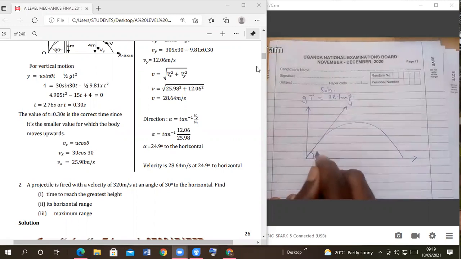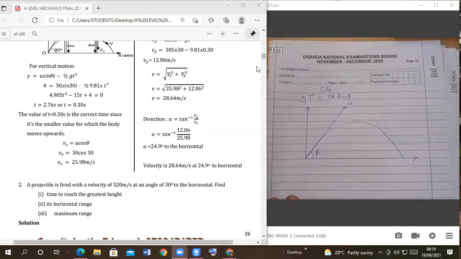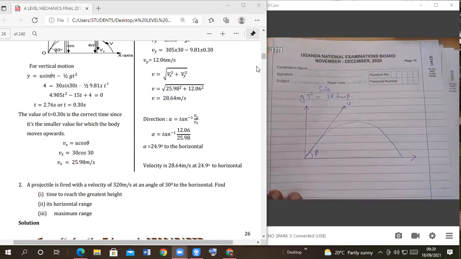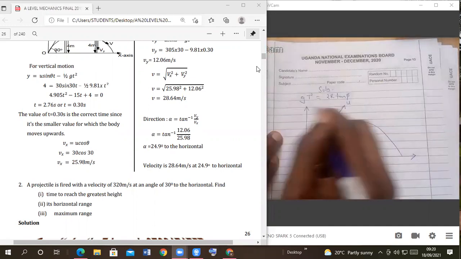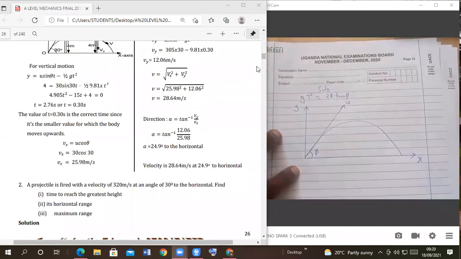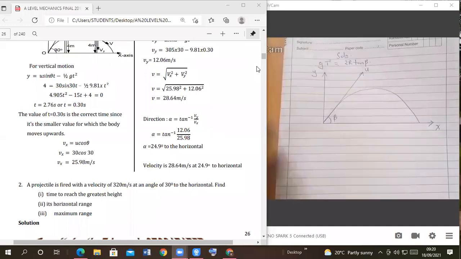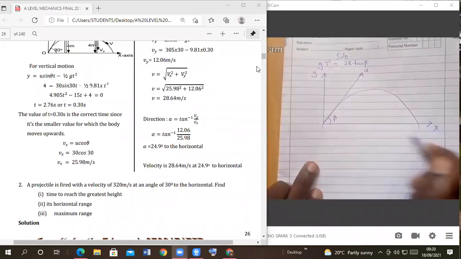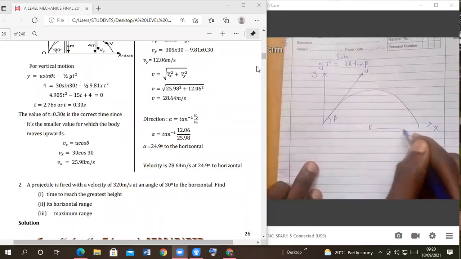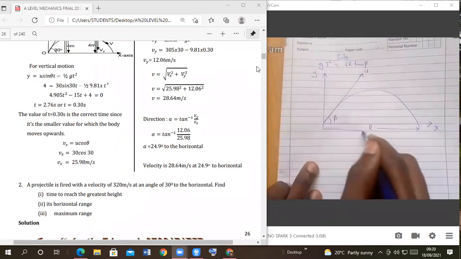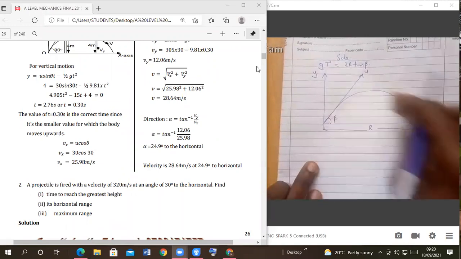So this angle was given to be beta. Then this is our y, then this is our x. But we know that the distance they are talking about is this, which is the range. That is our range. And they want us to find the time of flight.